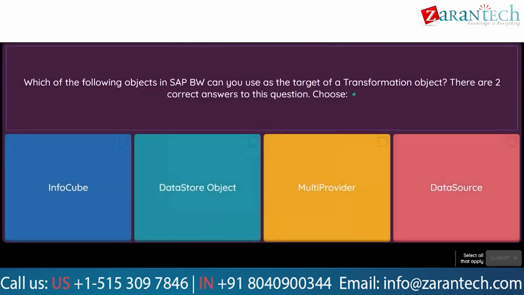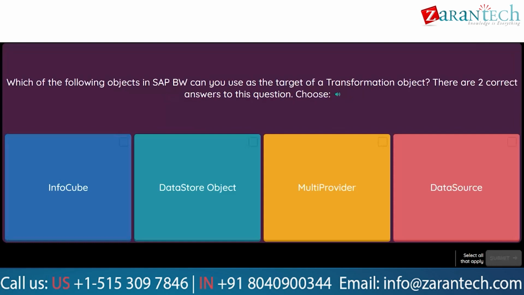Question: which of the following objects in SAP BW can you use as the target of a transformation object? There are two correct answers to this question. Choose. Option 1, InfoCube. Option 2, DataStore Object. Option 3, MultiProvider. Option 4, DataSource.